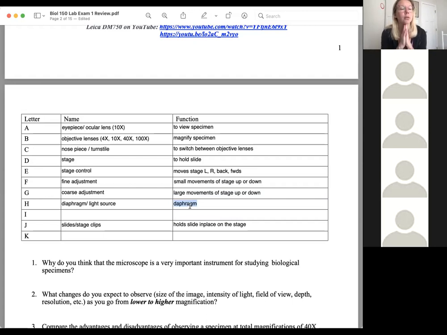And what was I just saying? Oh, right. The diaphragm changes how much light shines to the stage. So it's almost like your own iris and pupil, right? When your pupils are very large, you're getting more light to your retina in your eye, and when your pupils are very, very small, it's only letting in a little bit of light.